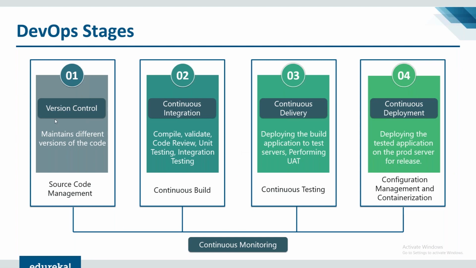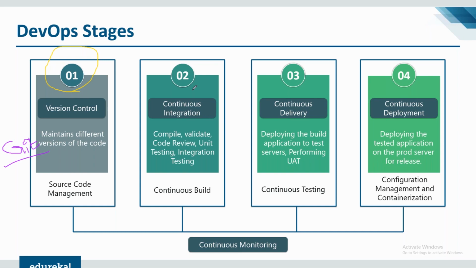In version control, we make sure that we are maintaining versions of every change happening in the code, and that's a part of source code management that we have discussed. Git is the most popular tool out there for version control, as we discussed.